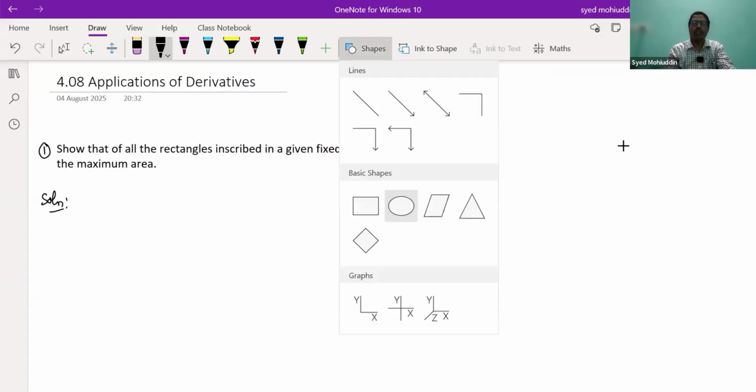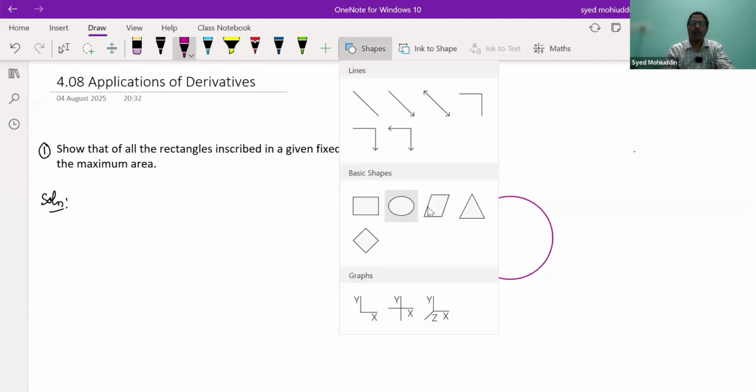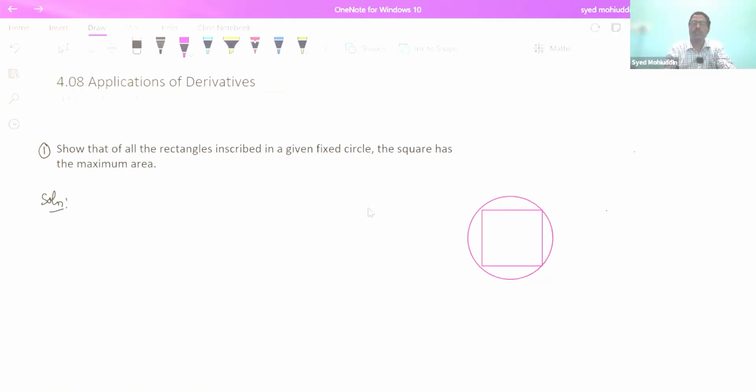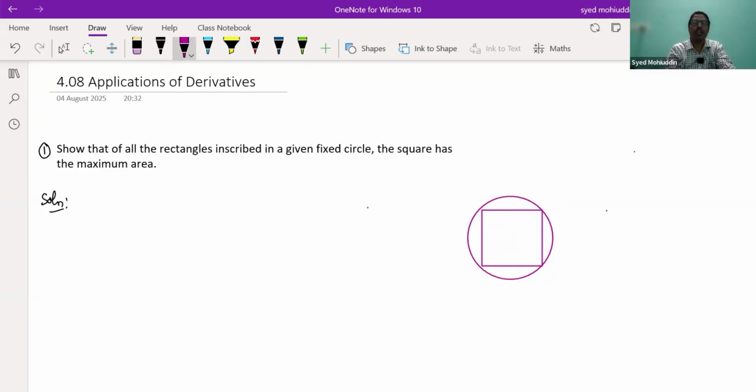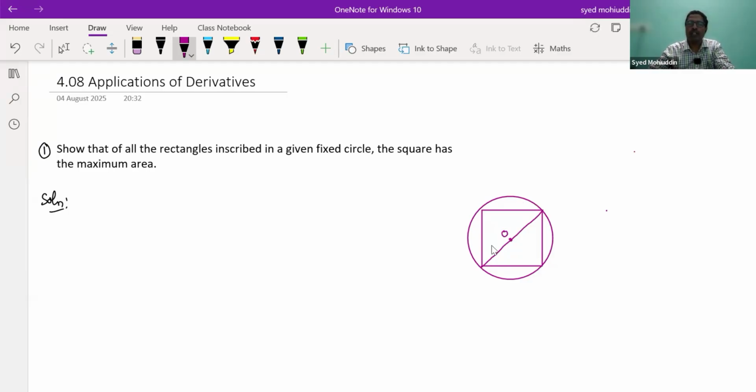So you have a circle, and in this you have a square. This is the circle that we are having. This is the center of the circle. Now we join a line from here to here. This gives us the diameter. This is the center of the circle. So outside you have the circle, and inside the circle you can draw the rectangles.